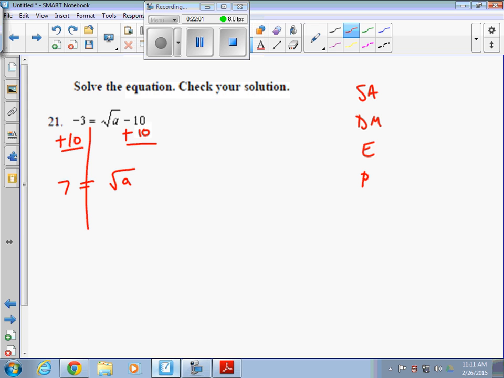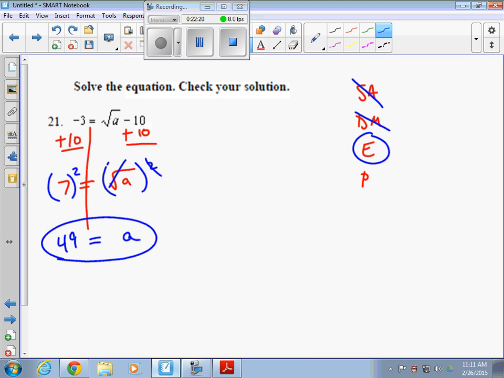In order to cancel out the square root of something, you square it. So there's no multiplication and division. It's the exponent step, exponents and radicals. That'll cancel this out and leave you with a. You have to square this one, though. So 7 squared is 49. So a is 49.